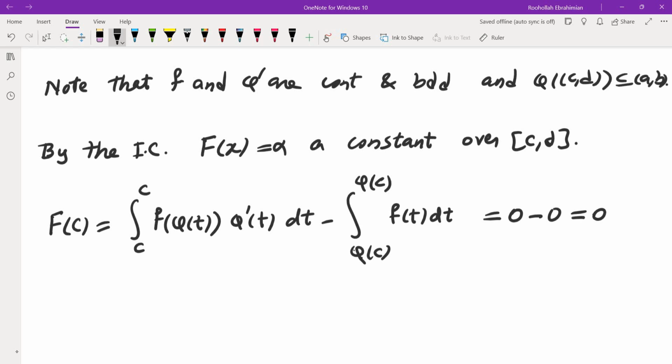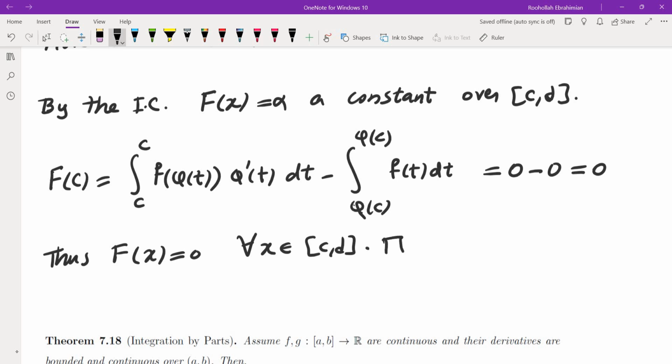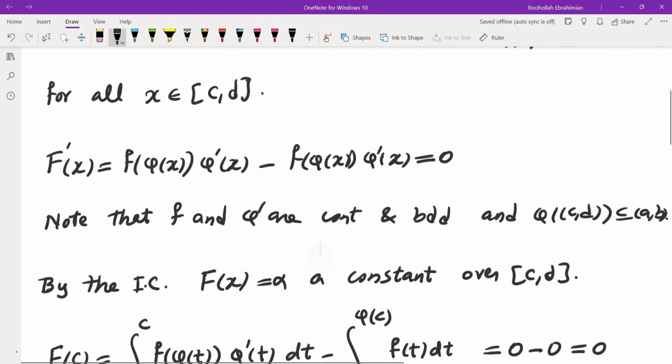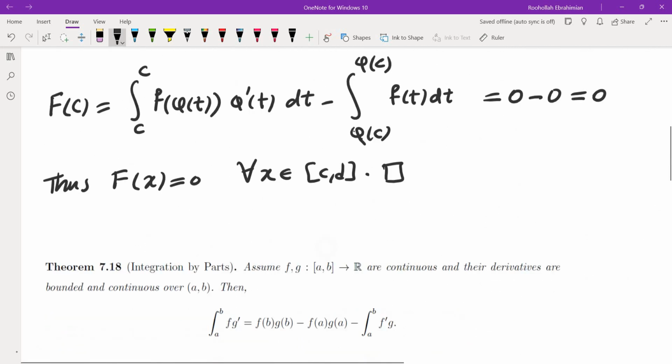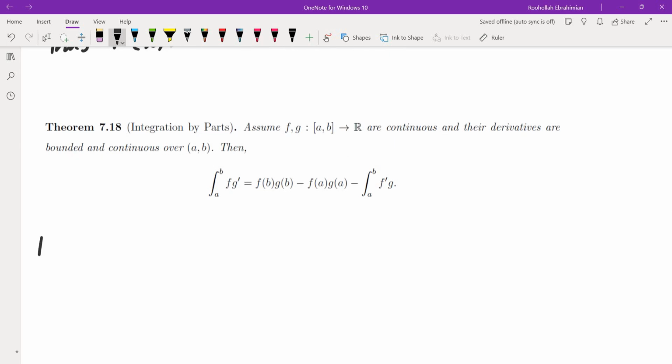So because F is a constant over the whole interval and it's 0 at one point, that means F of x is equal to 0 for every x inside the interval from c to d. And that completes the proof, because we wanted to show the difference of the two sides is 0. Okay, so that's the first theorem, integration by substitution.